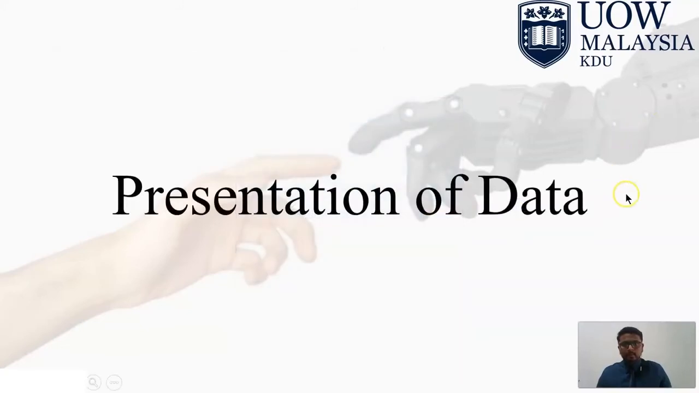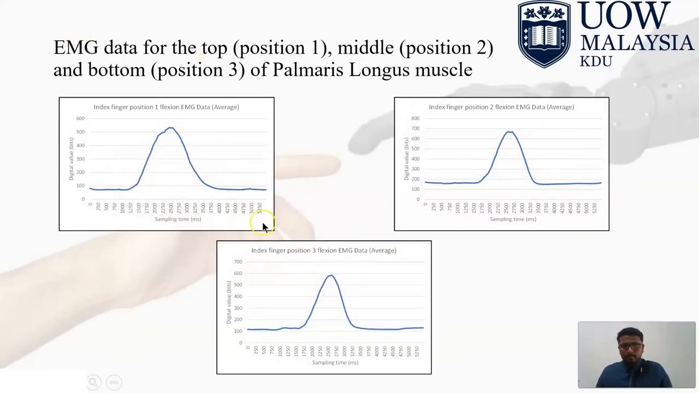Here are the presentation of data. So we start off with the index finger. EMG data was collected from the top, which is position 1, middle, which is position 2, and bottom, which is position 3 of the palmaris longus muscle. Based on this data, at the top position, the data was only able to reach up to above 500 data bits. As for the middle, it was able to reach almost 700 data bits. And as for the bottom position of the palmaris longus, it is able to reach almost 600 data bits.